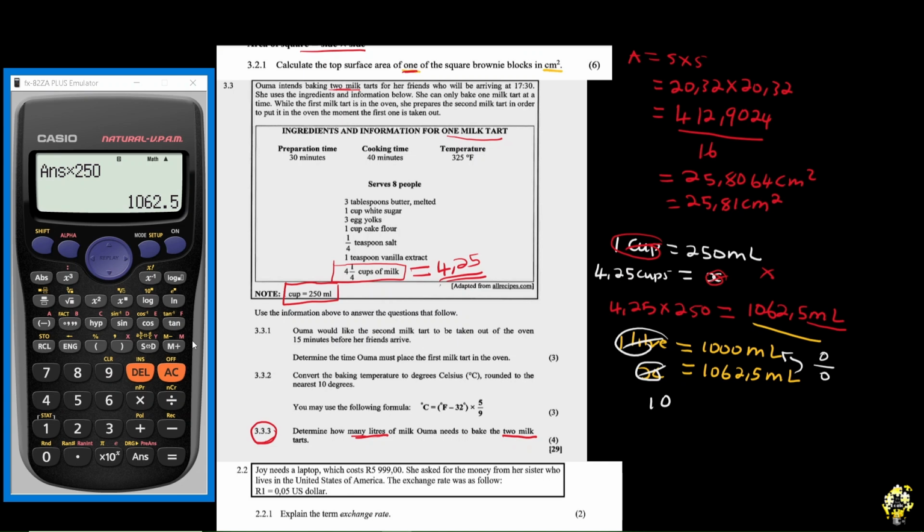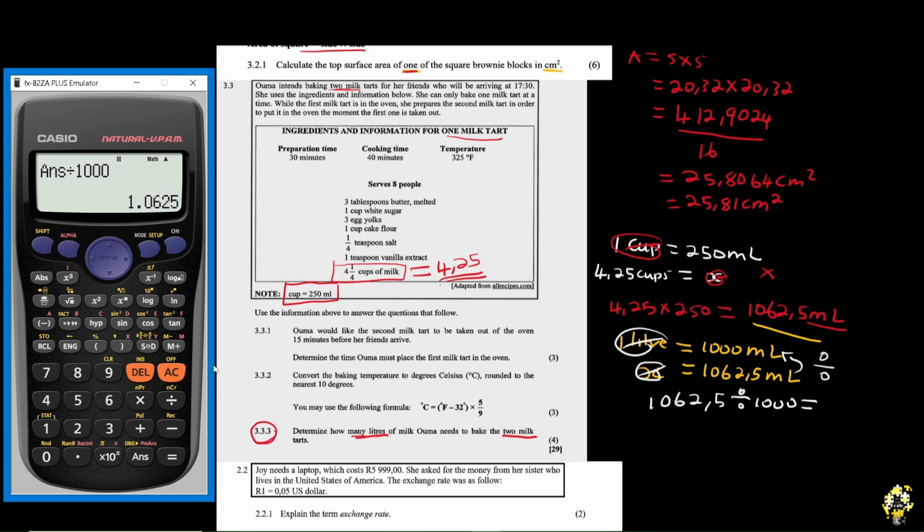So I'm going to say 1,062.5 divided by 1,000. And what do I get? Again, I can just come here and say divide. That's why you have to go and watch how to use your Casio, because it will become easy for you. There is no back and forth.